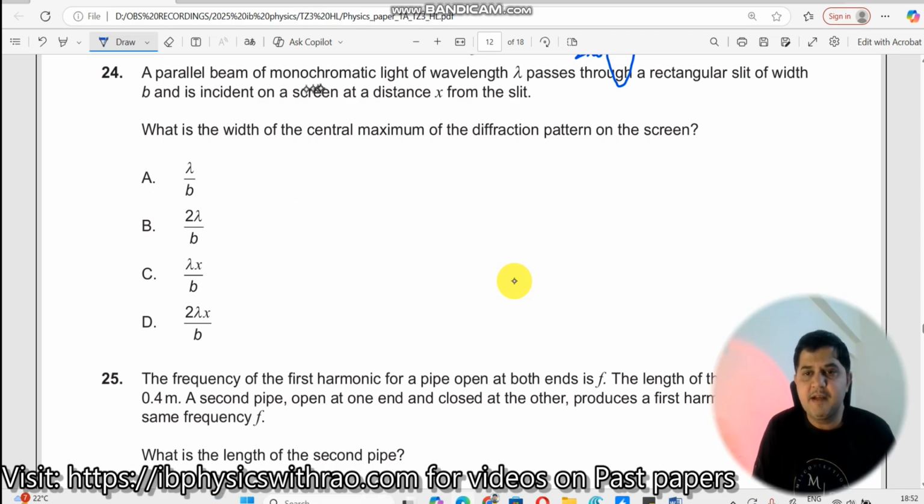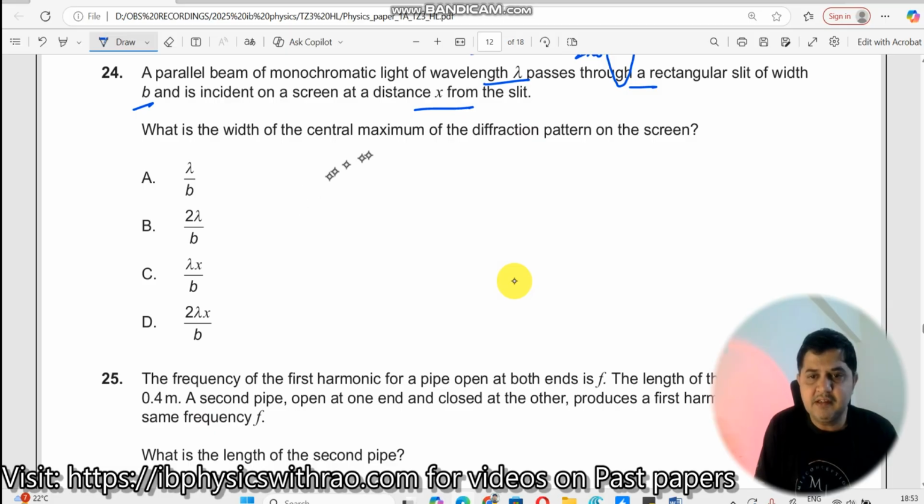A parallel beam of monochromatic light of wavelength lambda passes through a rectangular slit of width b. The wavelength is known. It is a single slit diffraction. The slit of width b is known, and the light is incident on a screen at distance x from the slit. What is the width of the central maxima of the diffraction pattern?